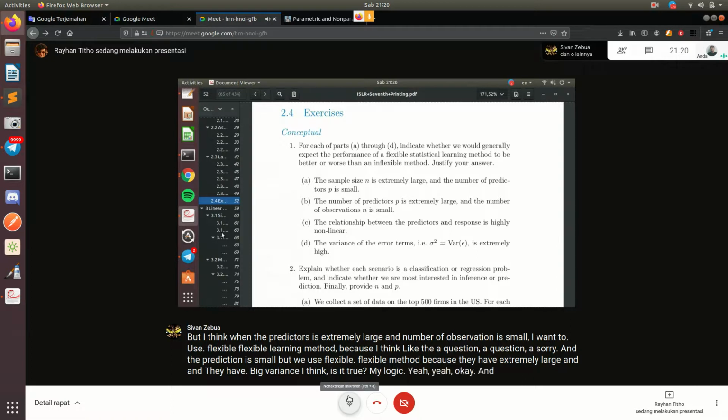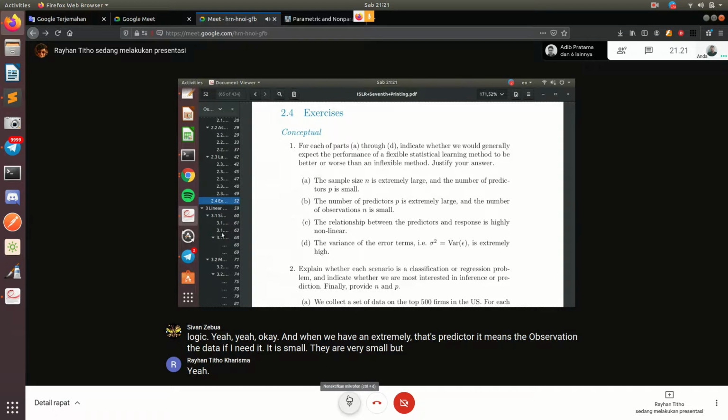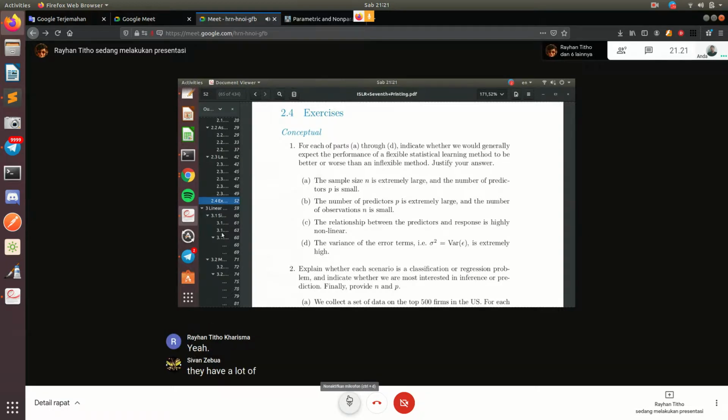And when we have an extremely large predictor, it means the observations, the data, even if it is small, they have a lot of variance too. So I think I will use a flexible learning method because they have big variance. Yeah, that's my answer.